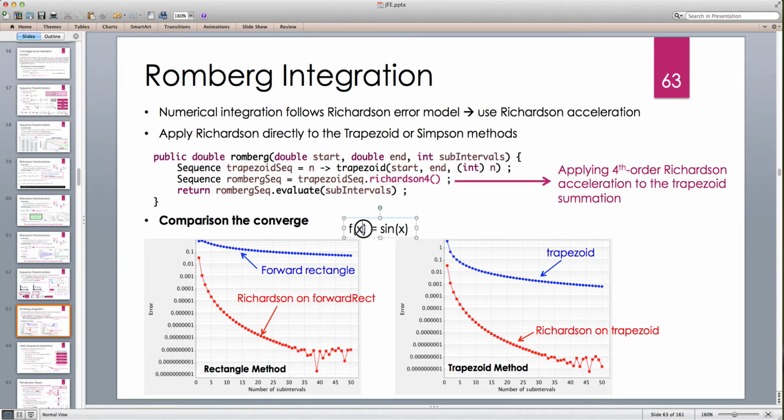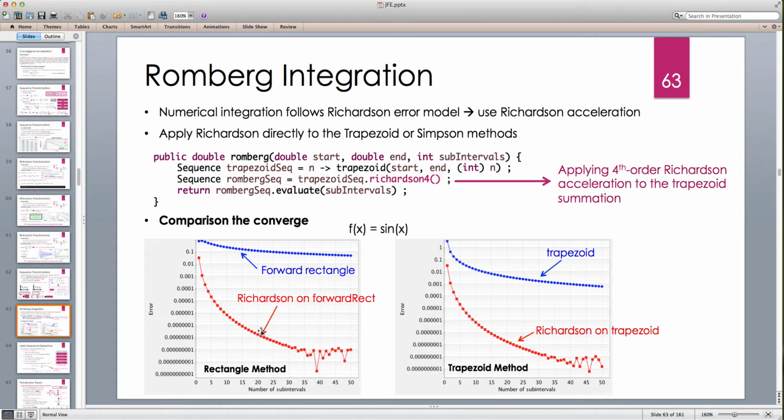And then here's an example. So we looked at f of x equals sine of x, and we integrated this over 0 to pi, and we saw that the forward rectangle has a painfully slow convergence. Even if we divide the 0 to pi interval into 50 sub-intervals, the error has a hard time going down. So the accuracy of the forward rectangle is about 1 decimal place. Trapezoid obviously has faster convergence than forward rectangle. So after dividing the interval into 50 sub-intervals, we get at least 2 decimal places of accuracy.